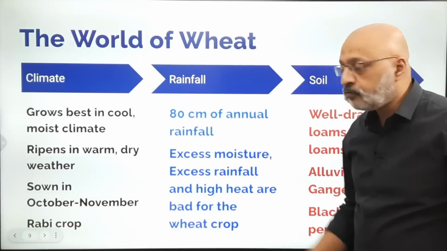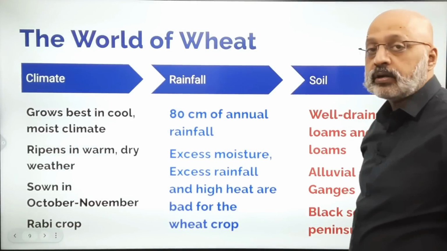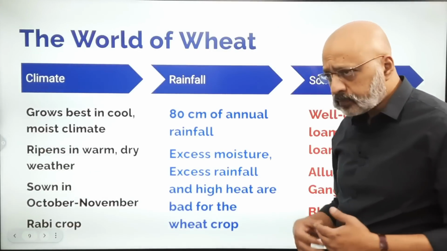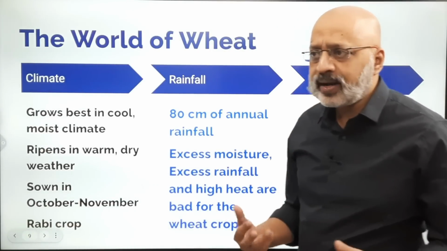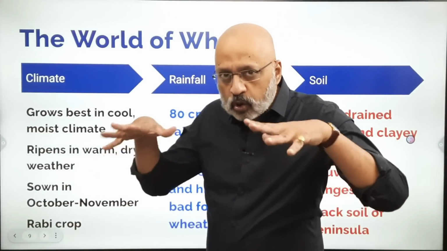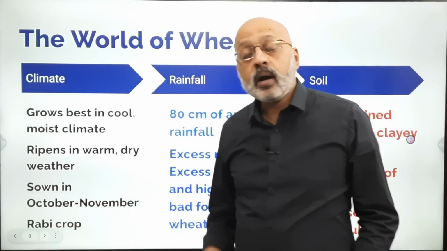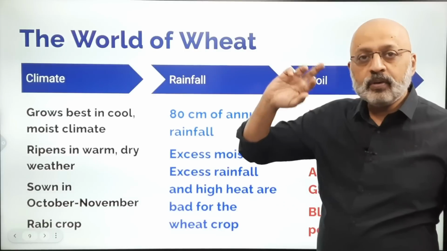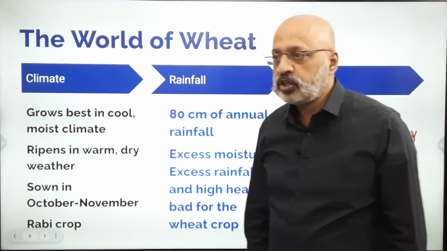What's the kind of rainfall it needs? 80 centimeter of annual rainfall is required. The temperature required is about 10 to 15 degrees, so cold kind of weather, and about 20 to 25 degrees during harvest, because harvest takes place sometime in the month of March, April.